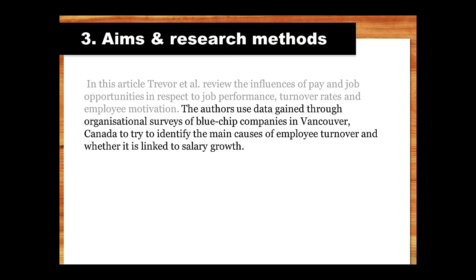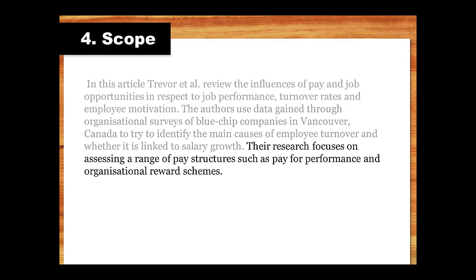Third, briefly explain the purpose of the article and perhaps the intended audience. So in this example, the authors used data gained through organisational surveys of blue chip companies in Vancouver, Canada, to try and identify the main causes of employee turnover and whether it is linked to salary growth. Fourth, mention the range of issues discussed, including the methodology. So look at the scope of the article. So you might say something like, their research focuses on assessing a range of pay structures, such as pay for performance and organisational reward schemes.